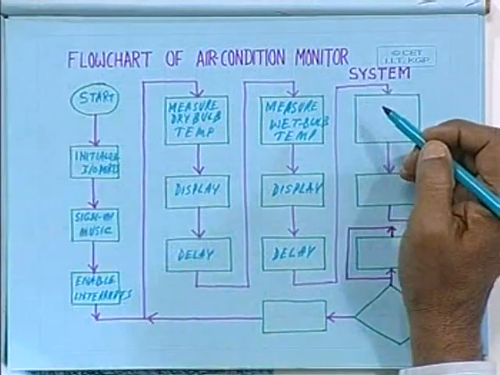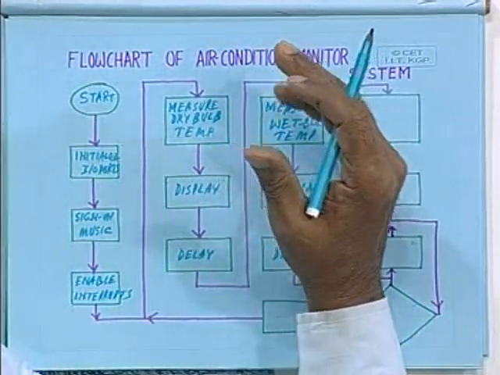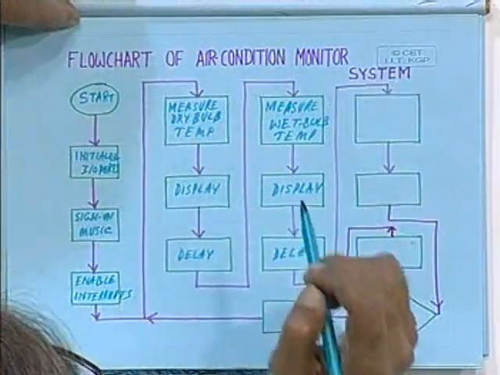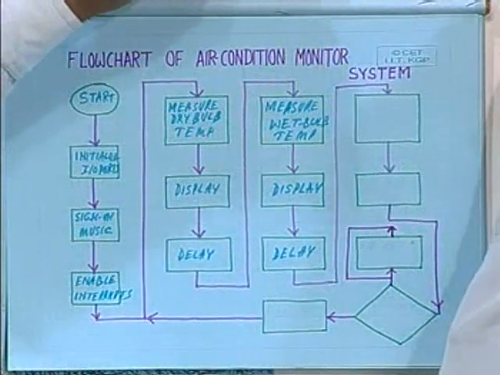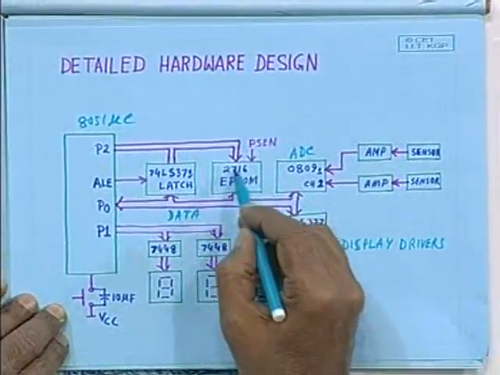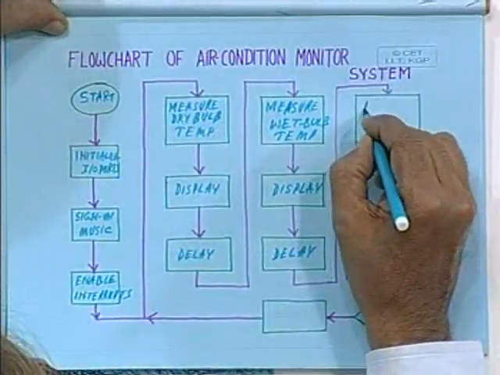Then, as I mentioned earlier, with the help of a psychrometric chart, from these dry bulb and wet bulb temperatures, we can convert to the humidity. A table lookup is used, and that chart is stored in this ROM, this EPROM, from which you can get the humidity. So it finds the humidity.